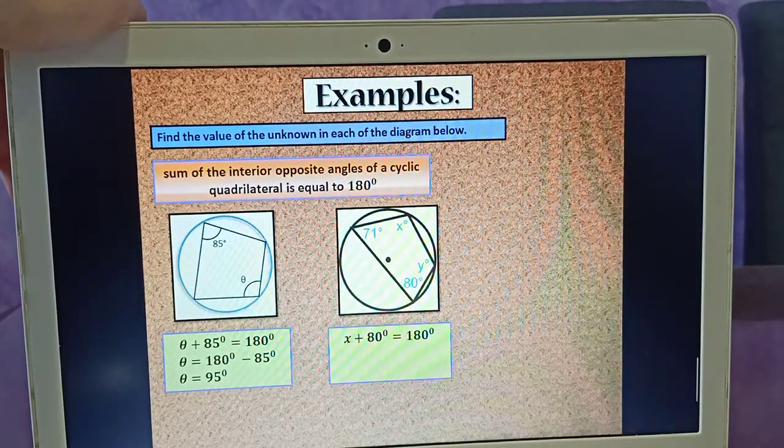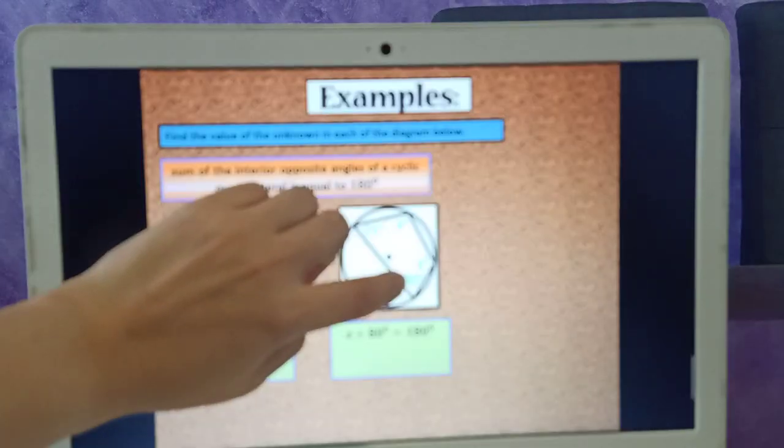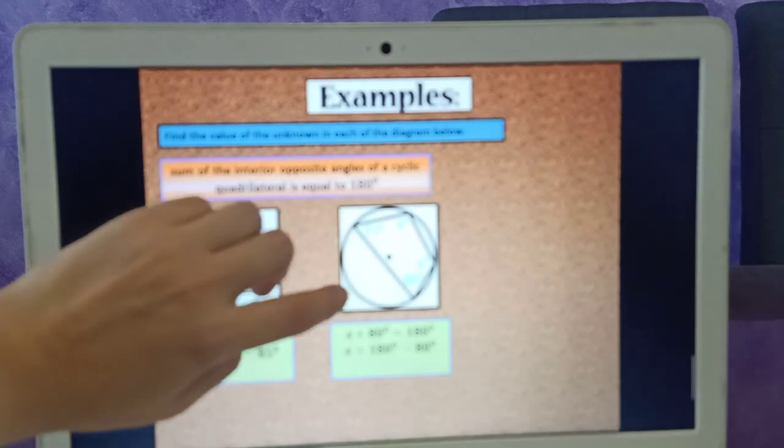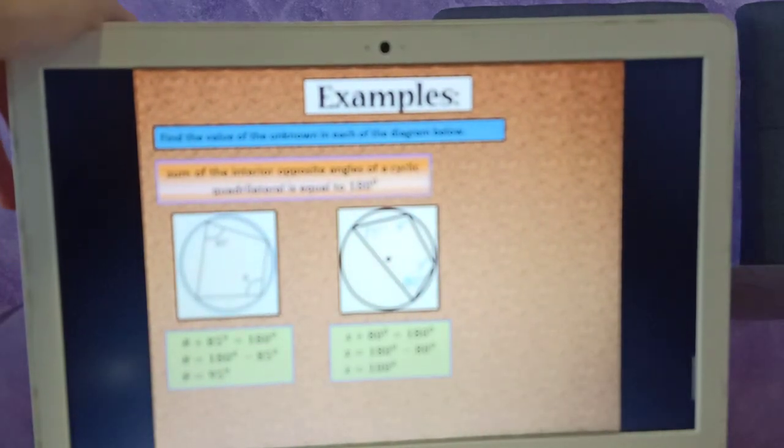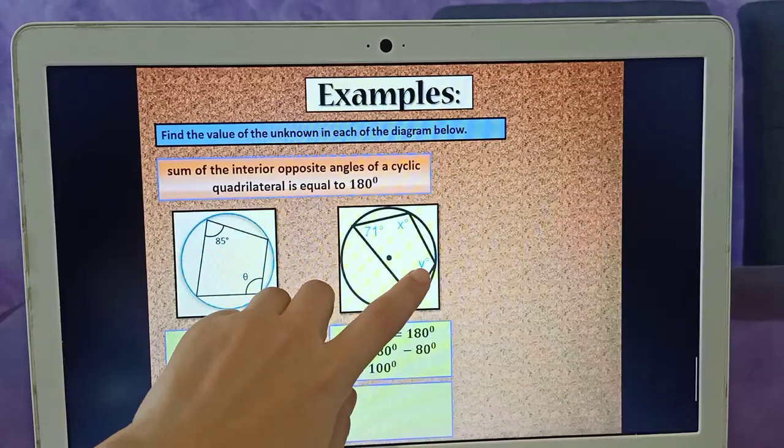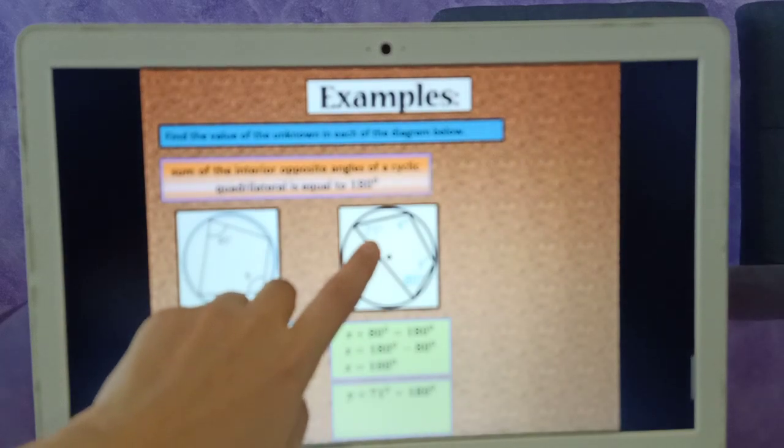So X plus 80 equals 180. So X equals 180 minus 80, and X equals 100 degrees. And similarly for Y, Y plus 71 equals 180 degrees.